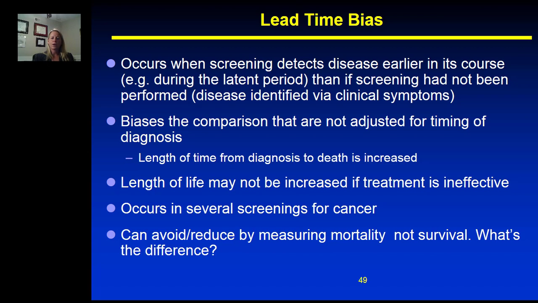So this is an issue that occurs in several types of cancer screenings. And there's one approach that can be used to avoid it or reduce it, and that's by measuring the overall mortality associated with the disease and not the survival. And I want to go into an example of why that is and what is the difference.